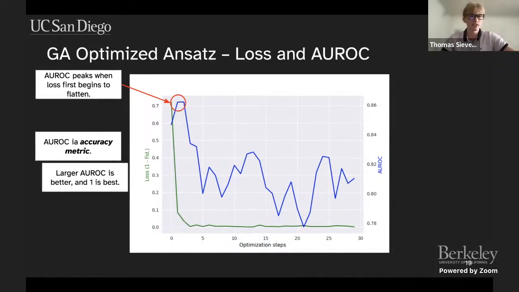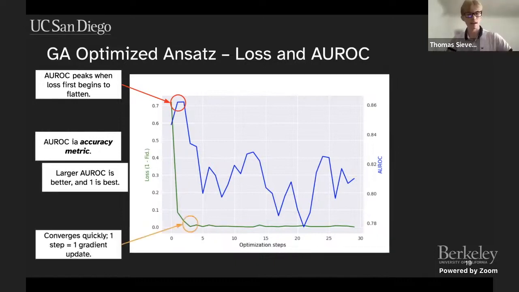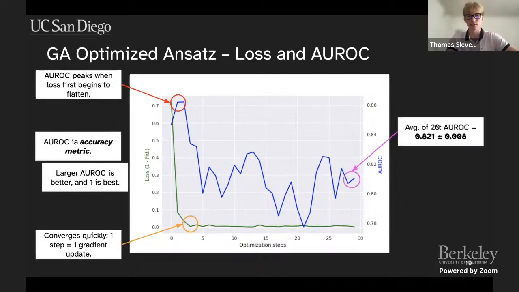We tried to use this peaking right when the loss first flattens as a stopping criteria. That ended up not working for some complicated reasons, but it's just something interesting to note about this specific problem. The other thing to note is that this is converging really quickly. One step here is not one epoch, not one run through of our full data set. It's actually one gradient step. So it only takes a couple gradient steps for our model to achieve basically the best performance, and we think that is, again, just because of how simple a problem it is.